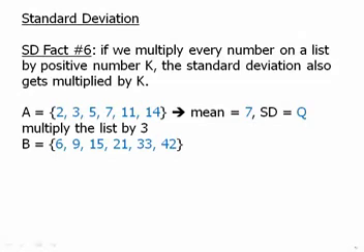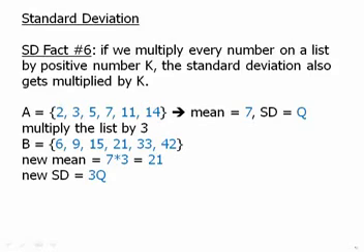And notice what happened when we multiplied by 3: the spacings get multiplied by 3. Between 3 and 5 is a spacing of 2, while between 9 and 15 is a spacing of 6, which is that spacing multiplied by 3. Between 7 and 11, we have a spacing of 4. Between 21 and 33, we have a spacing of 12. That spacing, again, has been multiplied by 3. Well, the new mean gets multiplied by 3, and also the new standard deviation gets multiplied by 3. So if you multiply every number on a list by a positive number k, both the mean and the standard deviation get multiplied by that number.